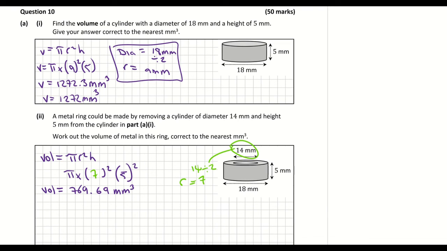That's what I'm removing. So therefore, the overall volume from part 1 is 1272. I'm going to subtract the removed metal, 769.69. And when I remove it, it's getting me an overall volume of metal left in the ring of 502.31 millimeters cubed. Again, it wants it to the nearest millimeter, so that's 502 millimeters cubed.